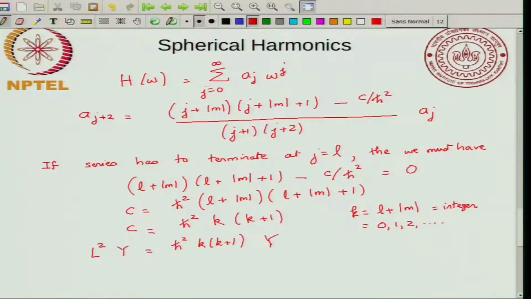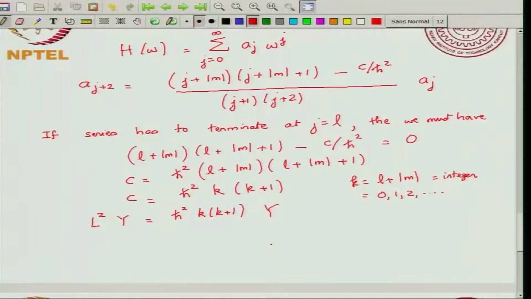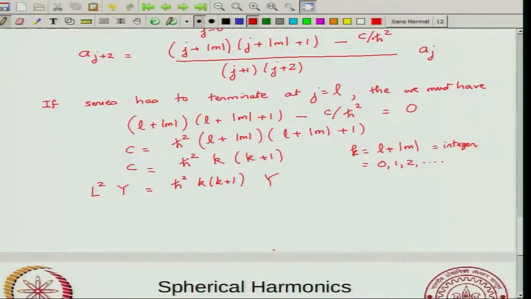Okay. This is a very well known result that we use. We use this to characterize the states of a rigid rotor in quantum mechanics. And so we saw how we can get this by using the power series method. A few more points I want to make, just to complete.